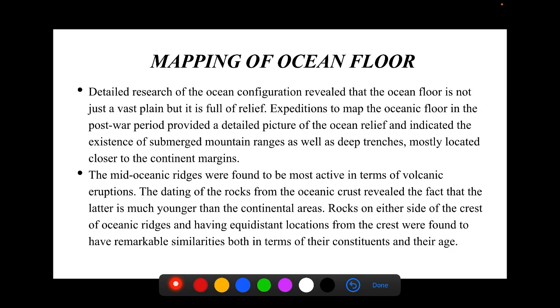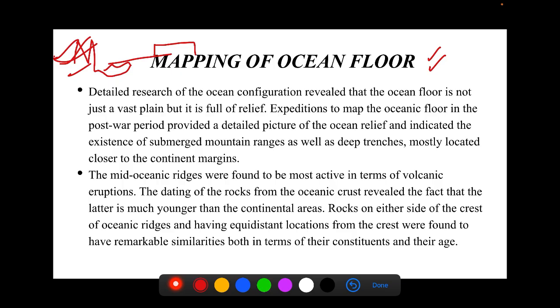And the second theory, apart from the continental drift theory that we have to study, is the mapping of the ocean floor. Right? So let's study this in detail. Detailed research of ocean configuration revealed that the ocean floor is not just a vast plain, it is full of relief. Right? Like on land, we have mountains, plains, and plateaus. Like these, also in the ocean, beneath the water, we have all of this, and we'll study this in detail.